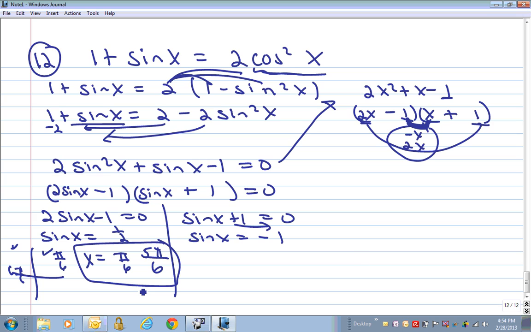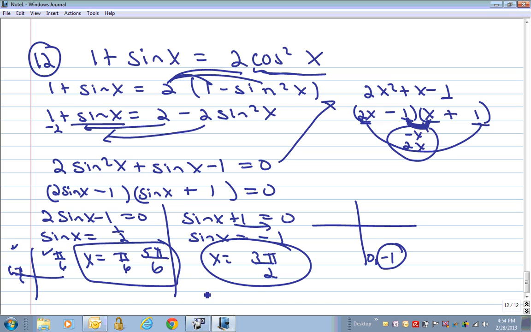And on this side we have sine equals negative 1. So again, sine equal negative 1 would be down here, I believe, at 0, negative 1. This would be my sine value at negative 1. So x would be at 3 pi over 2, and that would be my other solution. So those are my three solutions for number 12.